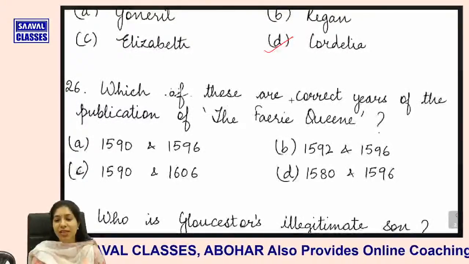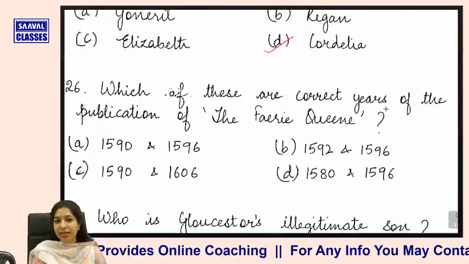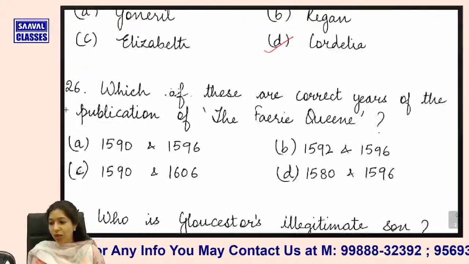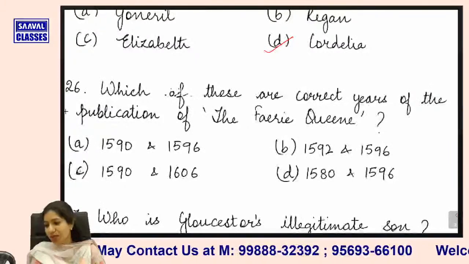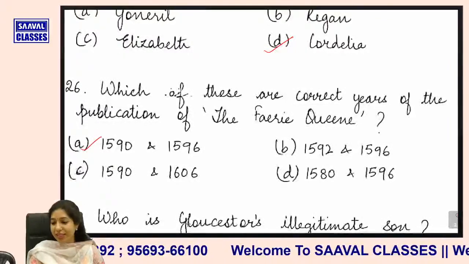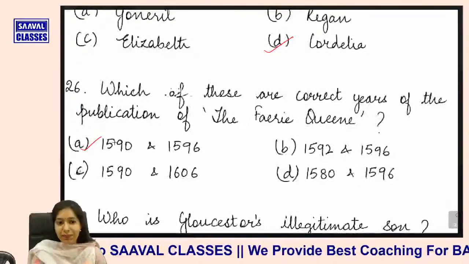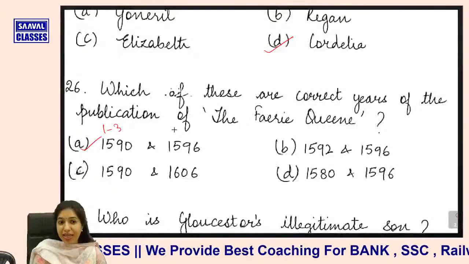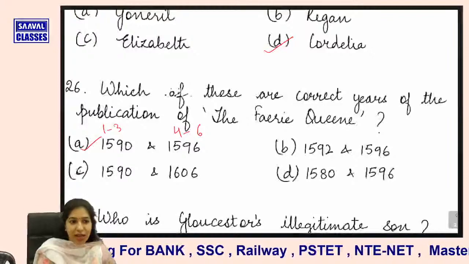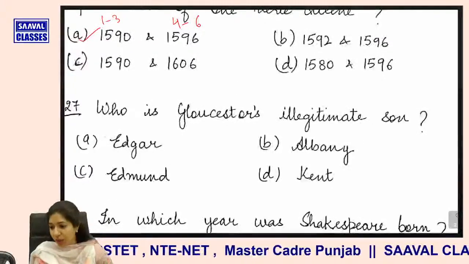Next question is, which of these are correct years of the publication of The Fairy Queen? Fairy Queen दो parts में publish हुई थी. कौन कौन से? Yes, very good students, very good. Sandeep, Pimple, Manpreet. It was published first in 1590 and then in 1596. First to third part in 1590 and fourth to sixth book or part in 1596. Very good. I'm very much impressed and I feel so happy that you all are preparing. You all are doing such hard work.